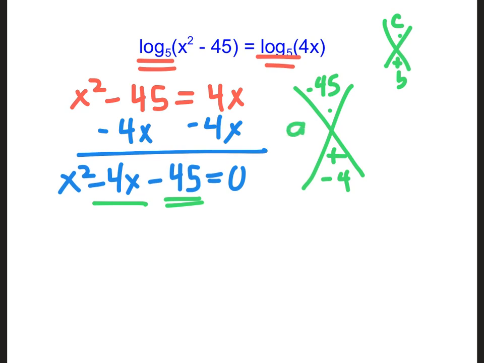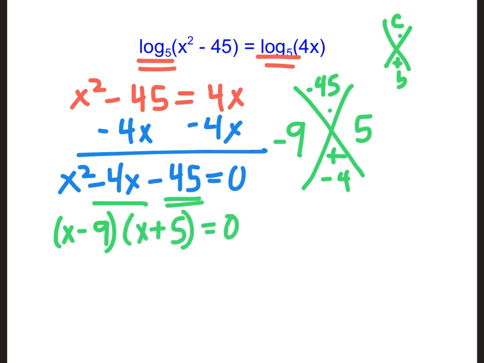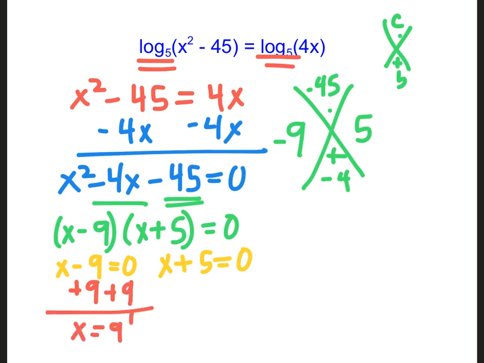Well, I know 9 and 5, if I multiply those, I get 45. And then if I make 9 negative, I can do -9 plus 5 gives me -4. So that means my two factors are x minus 9 and x plus 5 equals 0. Again, we're going to set both of those equal to 0. So x minus 9 equals 0, x plus 5 equals 0. And we're going to solve for x. So we're going to add 9 to both sides. X equals 9. And we're going to subtract 5 from both sides and get x equals -5.